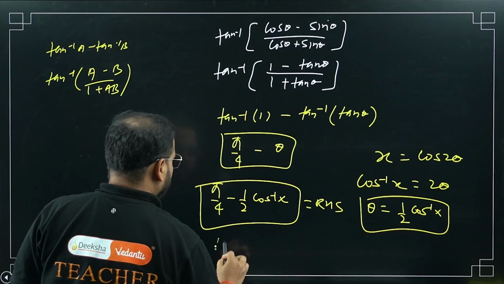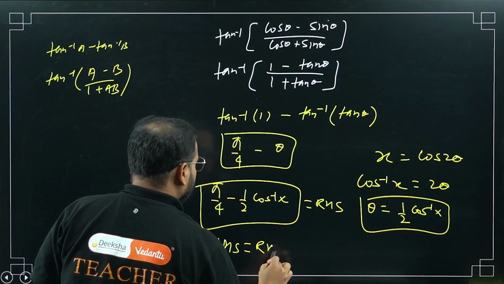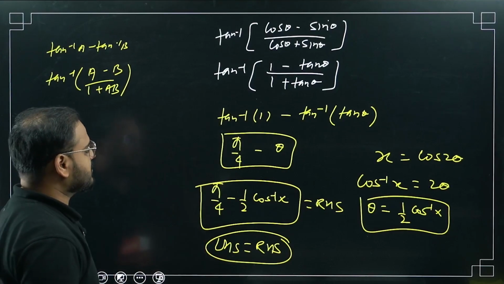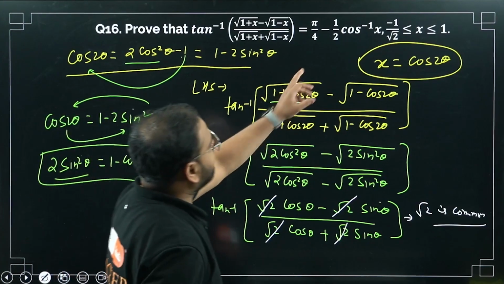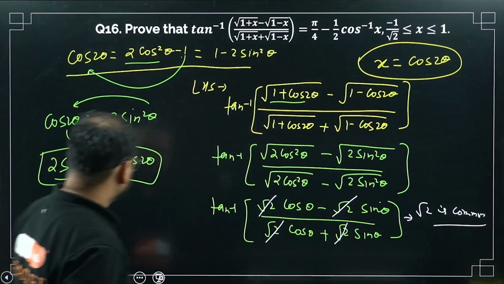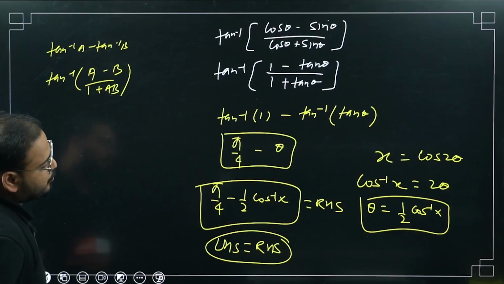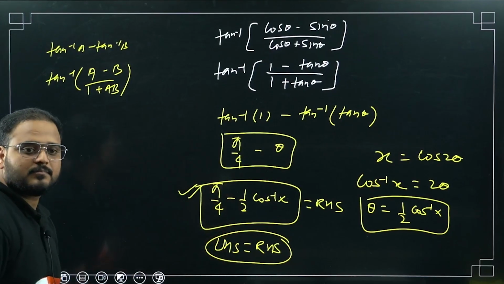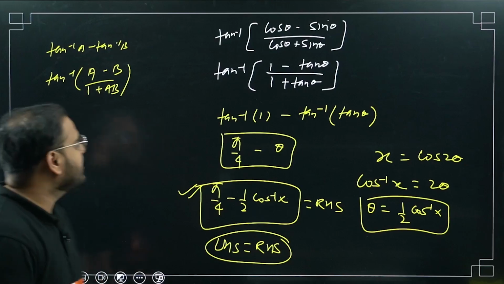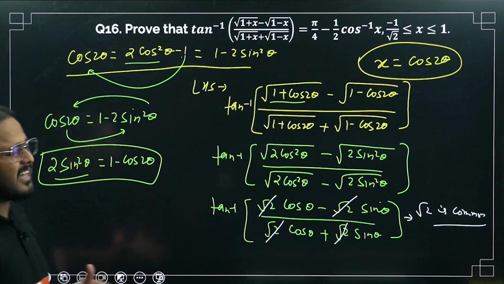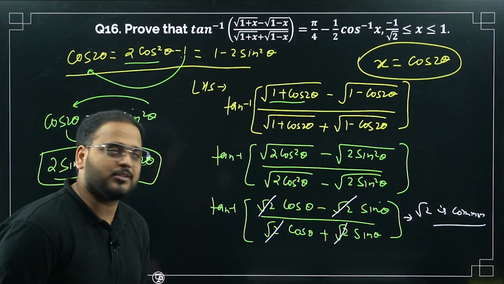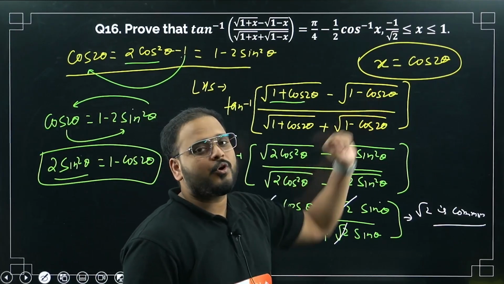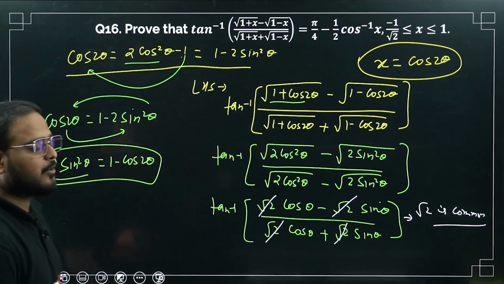Hence what we have done, we have proved LHS equals RHS. Yes, LHS equals RHS. Please check: pi by 4 minus 1 by 2 cos inverse of x, over here. Okay? Simple enough. Not simple, but yeah, challenging somewhat. But you can solve it. I know that you must have solved it by now. The only hint that you needed was to take x equals cos 2 theta. Please have a look.